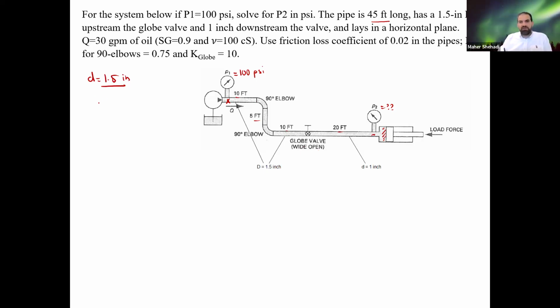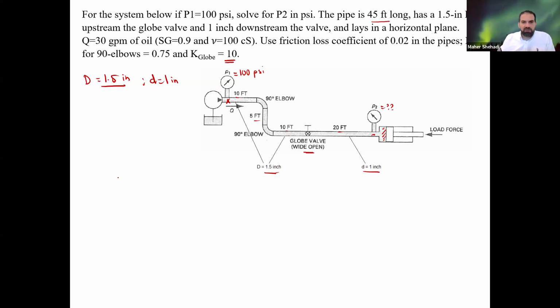The upstream pipe, that's D1. Okay, we have two diameters. The upstream pipe is 1.5 inch. That's before the globe valve and it's wide open. I believe the K value is given right there. And the diameter downstream after the globe valve is 1 inch. So this problem will be reviewing the frictional loss in pipes, how to calculate that, and fittings, and then find the total head loss and how to use the Bernoulli equation. And that's how we will be finding P2.